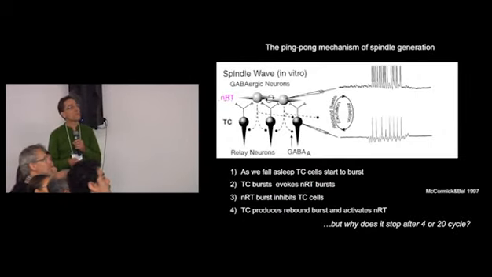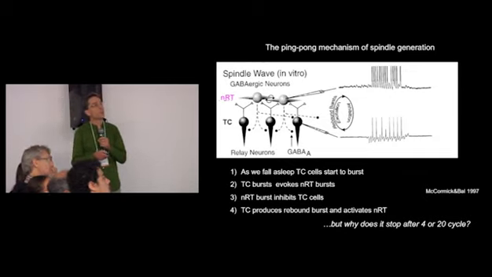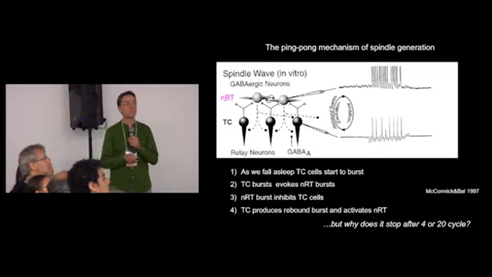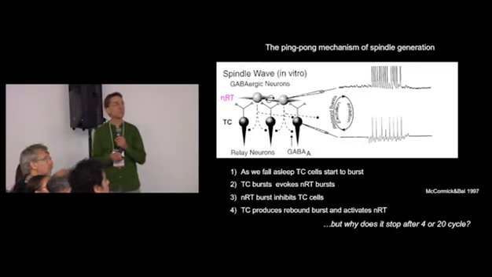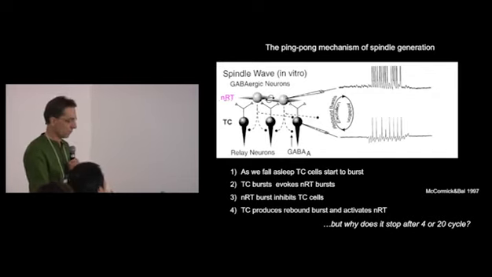It was shown as early as 1997 that there is a very unique ping-pong mechanism between these two cell populations. So as we fall asleep, the TC cells, the thalamocortical cells, hyperpolarize, and they get into a bursting mode. And when they burst, they will activate RT cells and NRT cells, and NRT cells will also produce a burst. This burst is very, very strong and inhibits TC cells and prevents their firing for a long time.